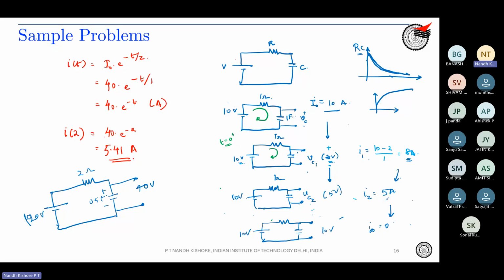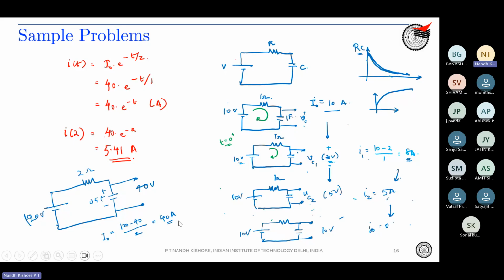So now can you tell me what will be the current at this point? I naught is how much? 120 minus 40 divided by 2. Correct? You understood this, right? How I naught is coming? So this is 40 ampere.